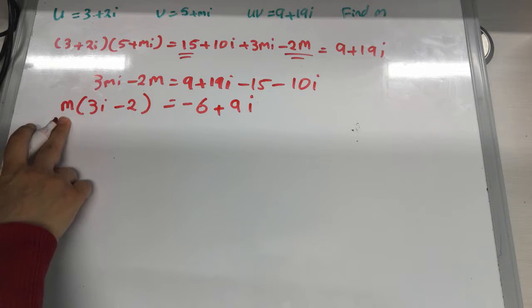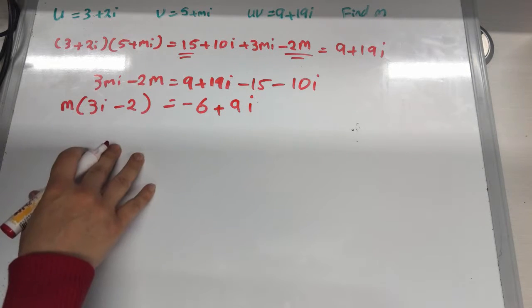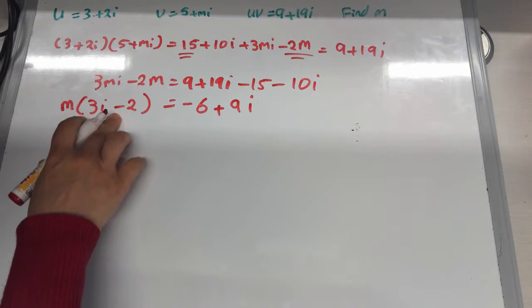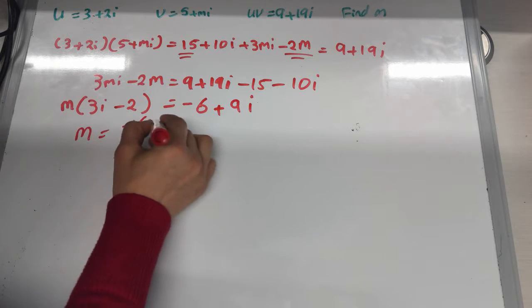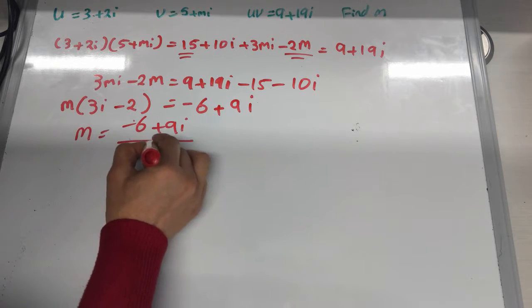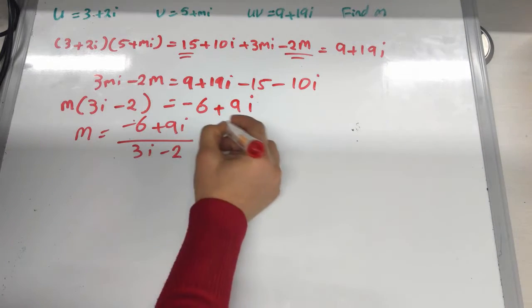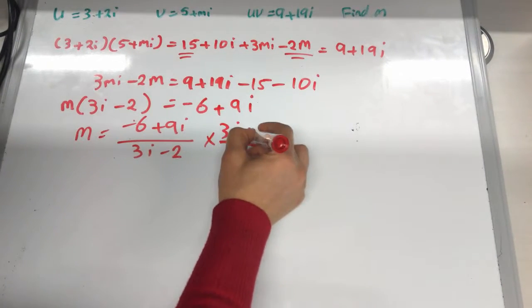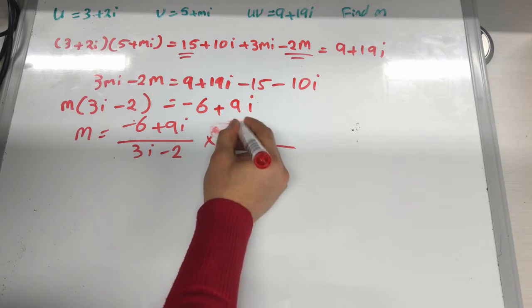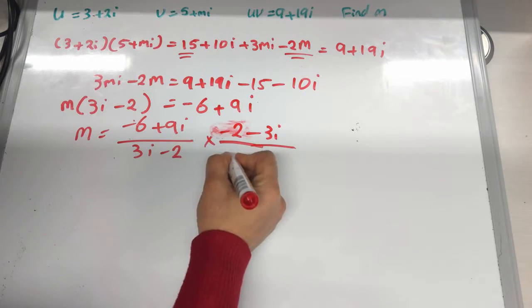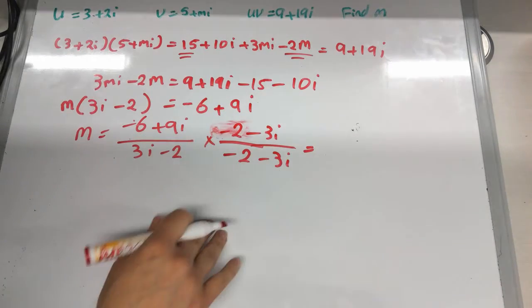We've got an unknown number here multiplied by something, so as we know, when we solve any equation, we divide by the coefficient of m. We divide by 3i minus 2, and because we have a division of complex numbers, we will multiply by the conjugate. So we'll have -2 minus 3i over -2 minus 3i, and then we multiply.